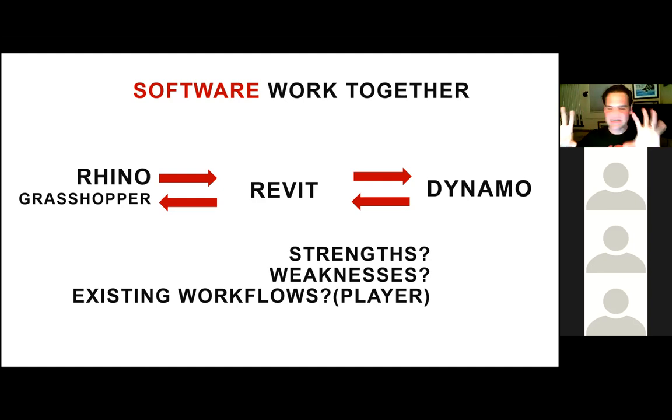Okay, Carrie, yes, it's a mixed application. And why can't it be mixed? Of course it's mixed. Why not have Dynamo and Grasshopper open at the same time? Why not both working on Revit at the same time? Why not? So what? Think about it that way.